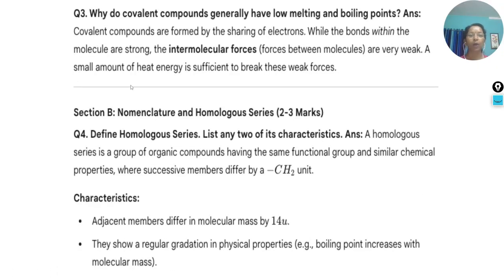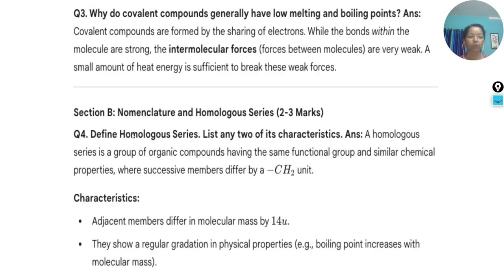Next is, why do covalent compounds generally have low melting and boiling points? Covalent compounds are formed by sharing of electrons. While the bonds within the molecule are very strong, the forces of attraction between the molecules, that means the intermolecular forces of attraction, are very weak. So a small amount of heat energy is sufficient to break these weak forces. So they show low melting and boiling points.